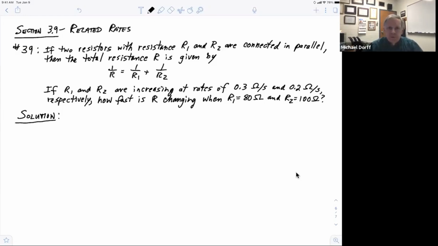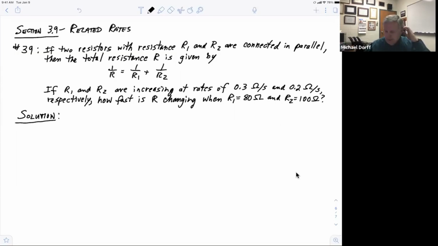The problem says that if you have two resistors with resistance R1 and R2, and they're connected in parallel, then the total resistance R is given by this equation: 1 over R equals 1 over R1 plus 1 over R2. And if R1 and R2 are increasing at rates of 0.3 and 0.2 respectively, how fast is R changing when R1 is 80 and R2 is 100?